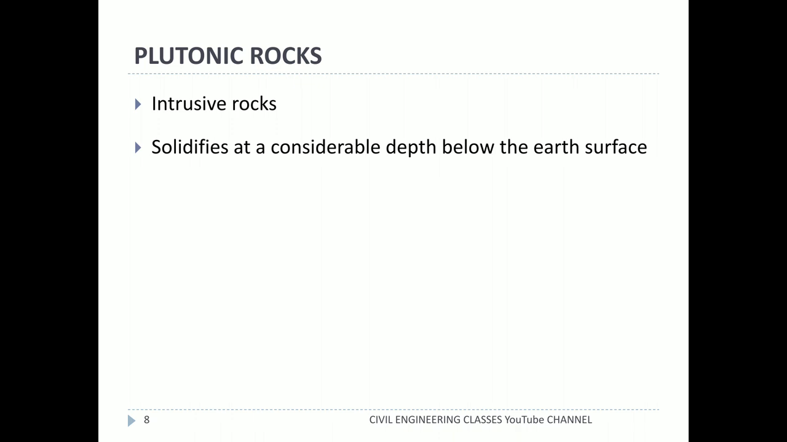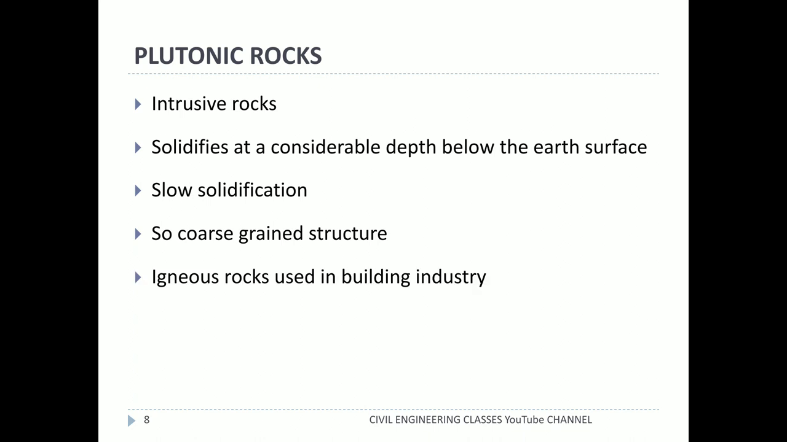because these types of rocks are formed due to the cooling of the magma at a larger depth from the earth's surface. Since they are at a larger depth from the earth's surface, the cooling process is very slow. Thus, the rock will possess a coarse-grained structure. The igneous rocks which are used in the building industries are basically of plutonic type. The example is granite.